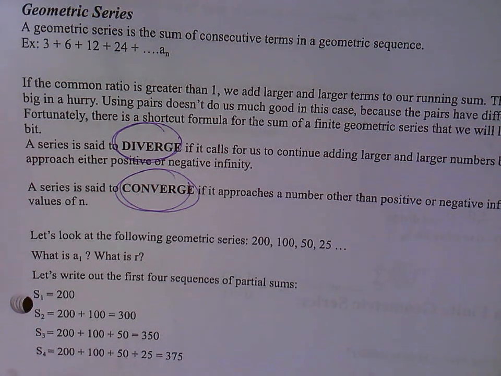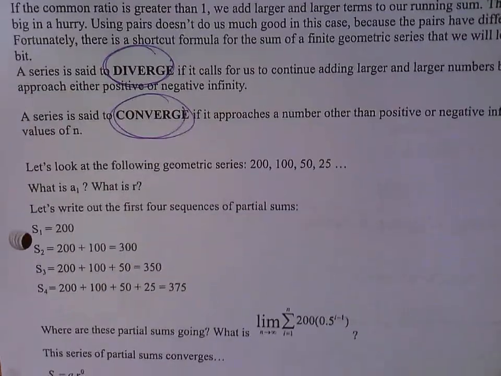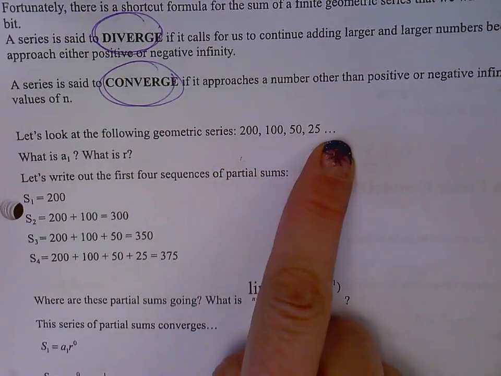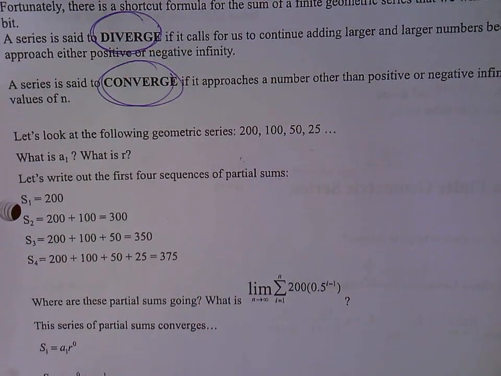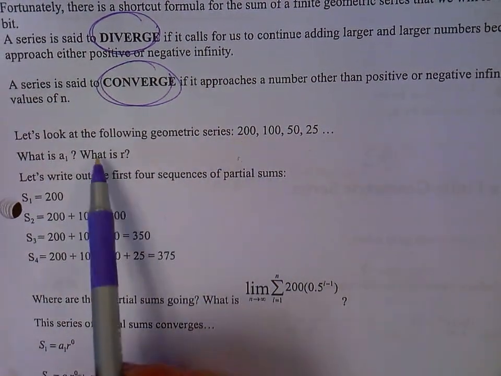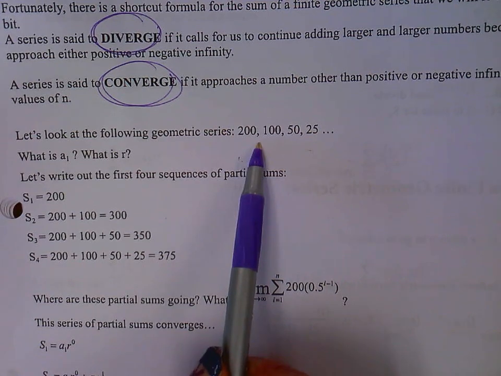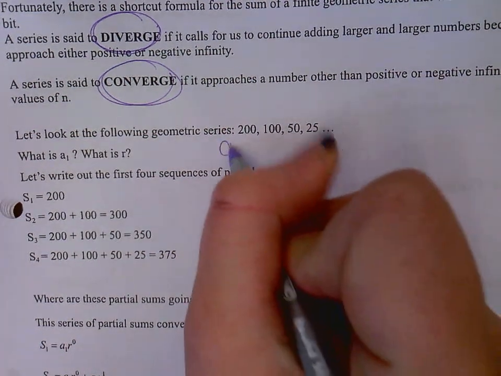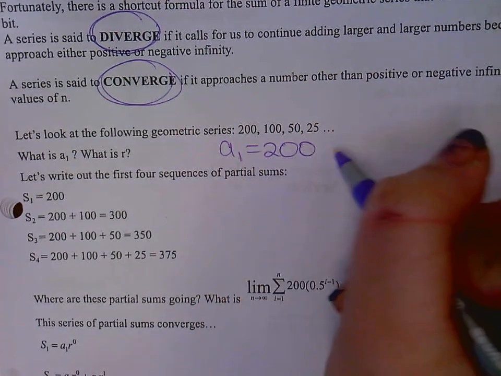So the idea of converging or diverging is a little bit challenging, and that's what we're going to talk about today. Does it get bigger and bigger, or does it get smaller and smaller and go to 0? So let's look at the following: 200, 100, 50, and 25. What is a sub 1? 200, right? What is r? Times 1/2. So a sub 1 is 200, and r is 1/2.